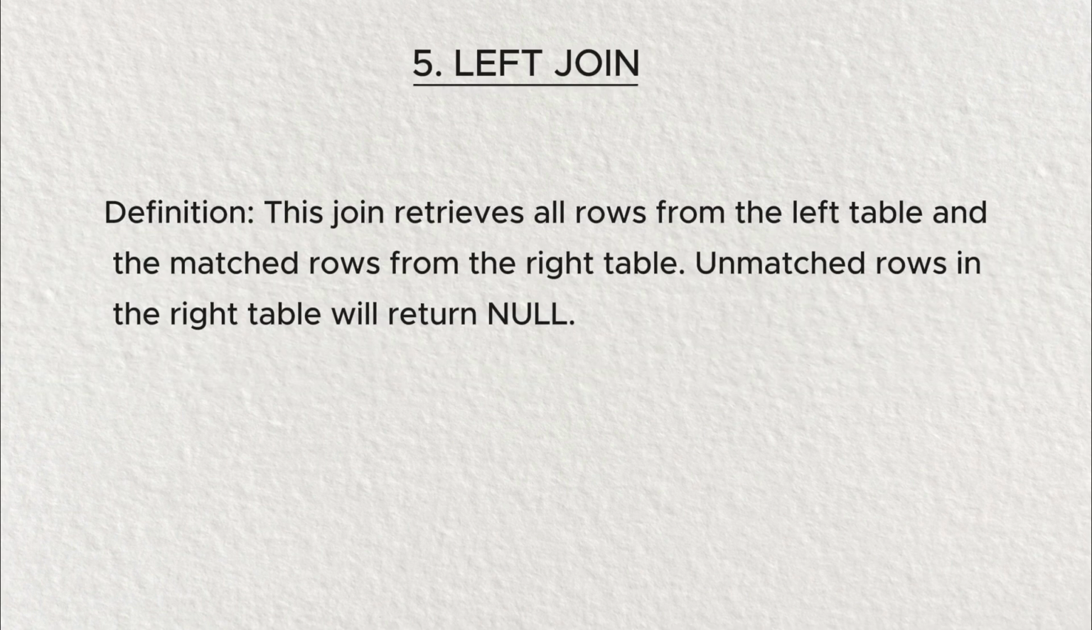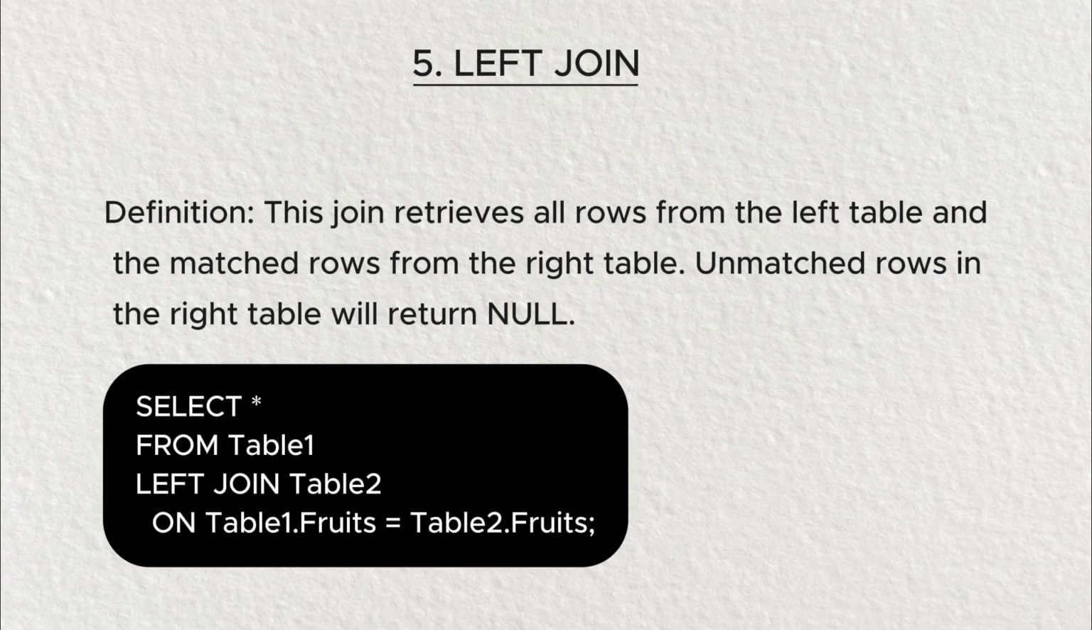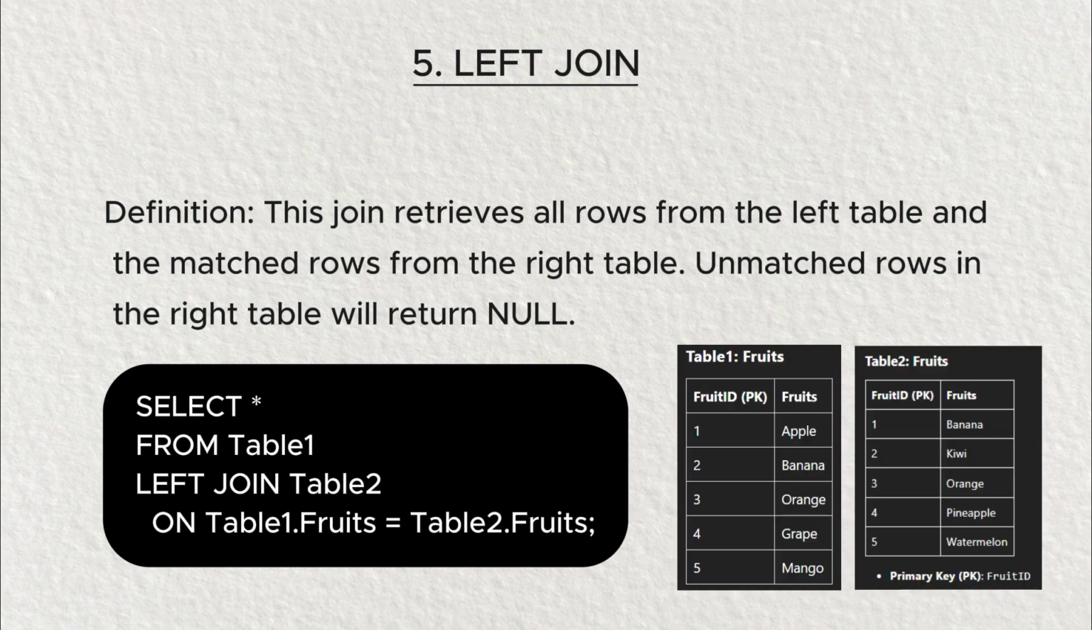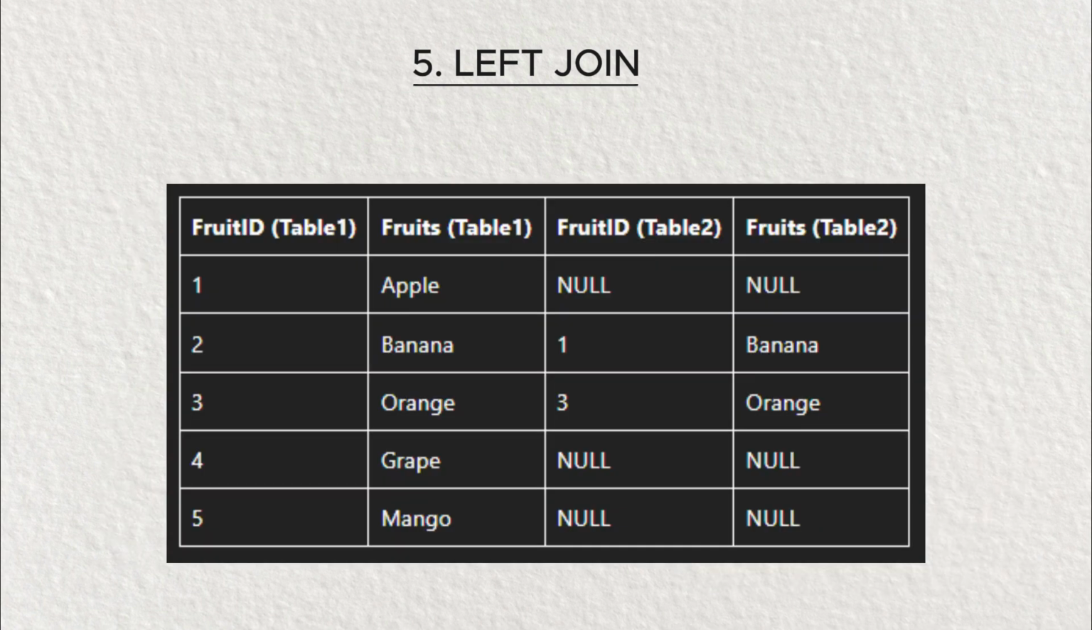The left join retrieves all rows from the left table and all matched rows from the right table. So all unmatched rows in the right table will return null. In this example, we have 2 tables, table 1 and table 2, and we are making a left join of table 1 with table 2 on the fruits column. This is the result of the left join, and we see that the rows in table 1 that do not have matching values in table 2 record null for those particular columns.